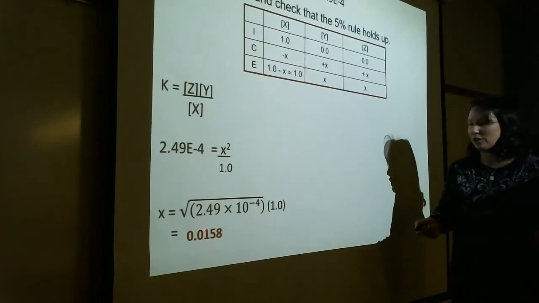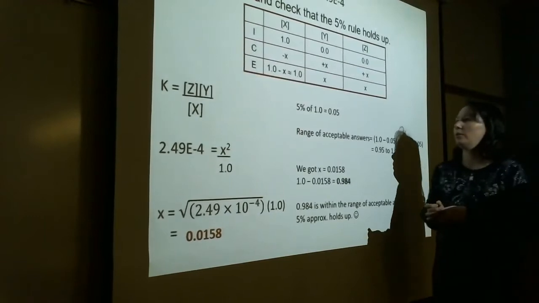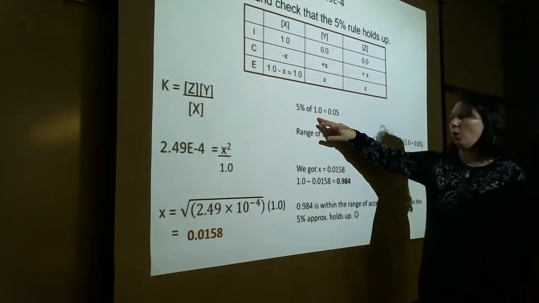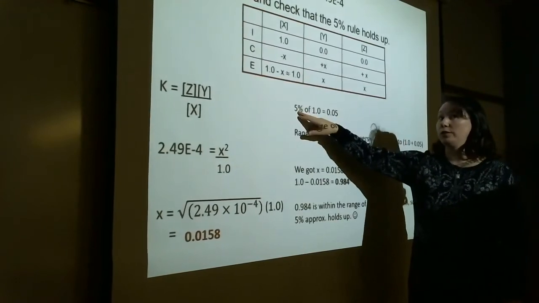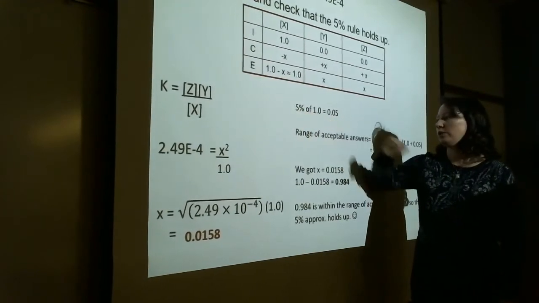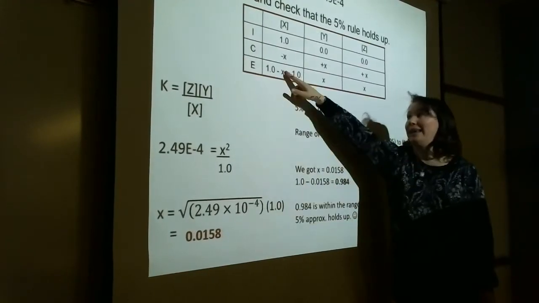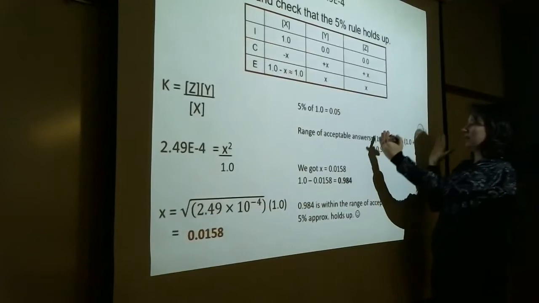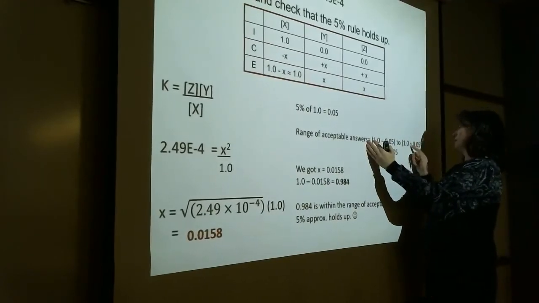my bad. So there's my value of x, right? Just take the square root of that. Okay, so what's 5% of 1? That's just 0.05, right? 5% is 0.05. 0.05 times 1 is 0.05. So that means that our answer, when I plug x back in, needs to fall in the range of 1 minus 0.05 to 1 plus 0.05.